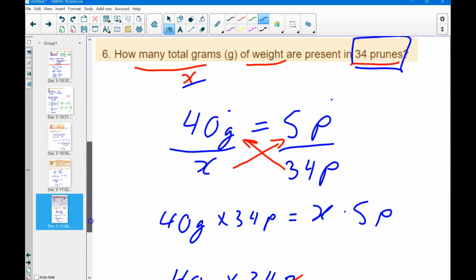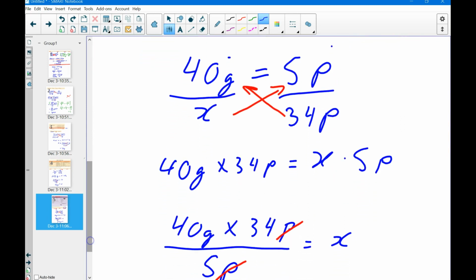Any questions on that one? Once again, these are all basically similar, just different applications. This is using the food labels. One was using milligrams of medicine. So it's almost the same process every time. It's just setting it up based on different equivalence points, equivalent statements.